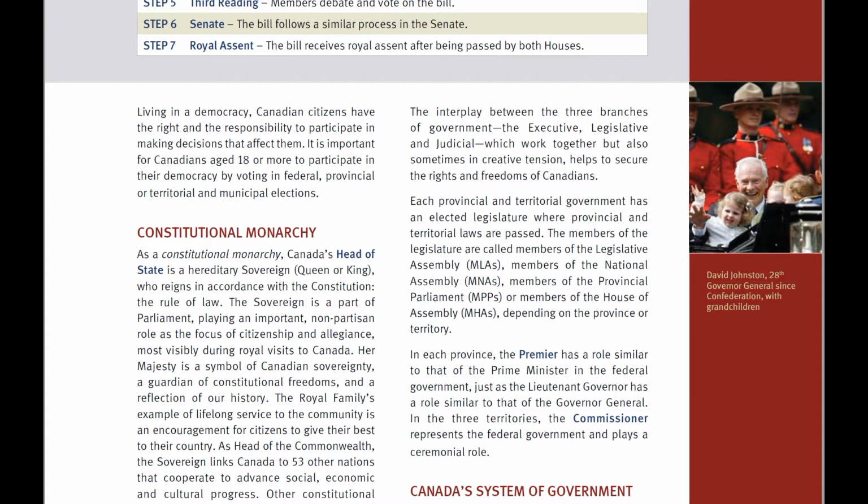Image of the Governor-General David Johnston, Canada's 28th Governor-General since the Confederation.